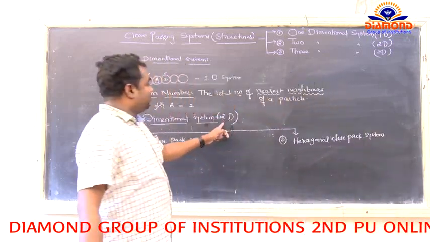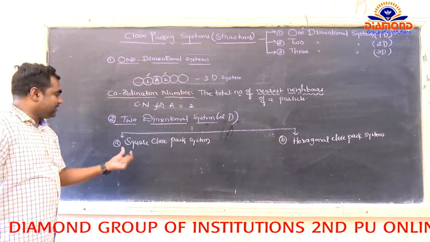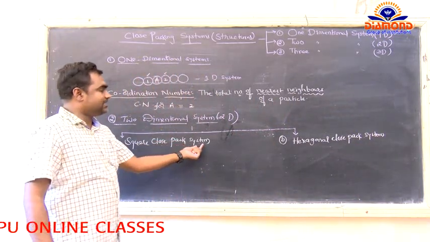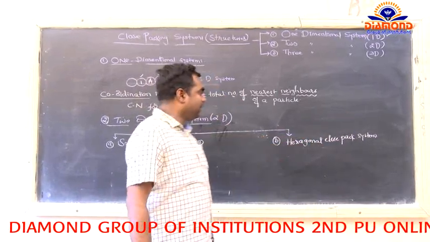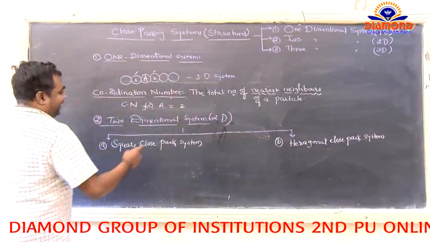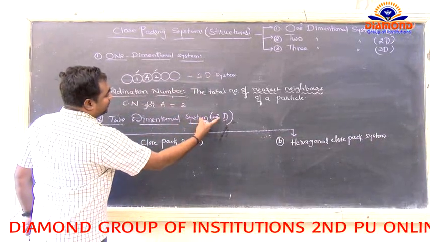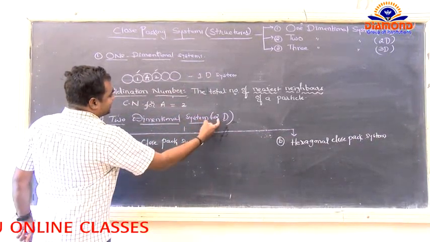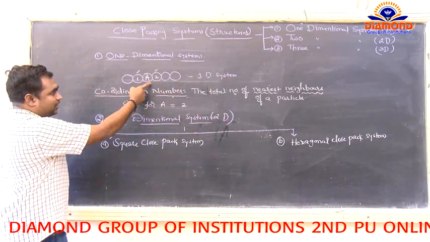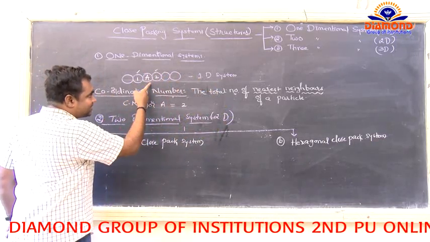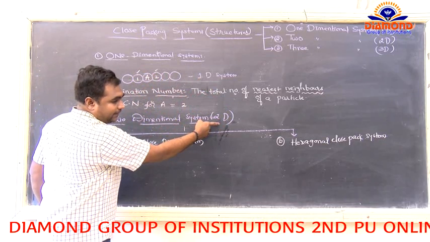The 2D system is classified into two types. The first one is the sphere close packed system. The second one is the hexagonal close packed system. Now, if we want to take the two-dimensional system, compulsorily we have to consider the one-dimensional system. From the one-dimensional system only we will get the 2D.